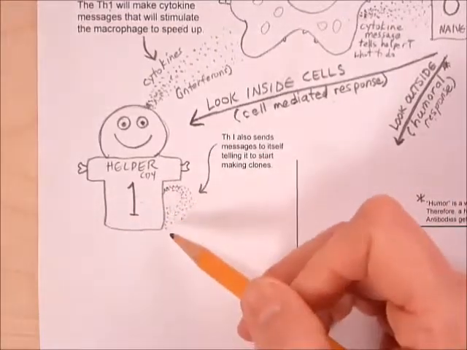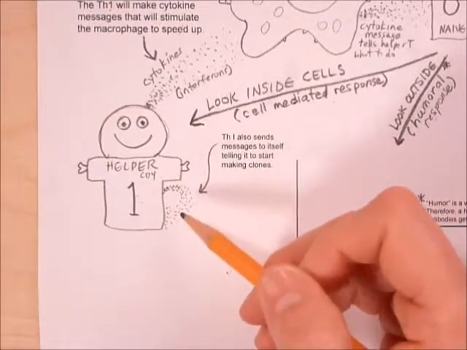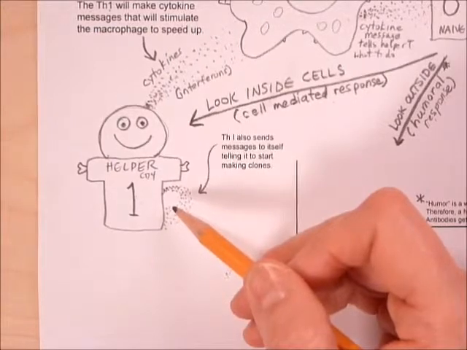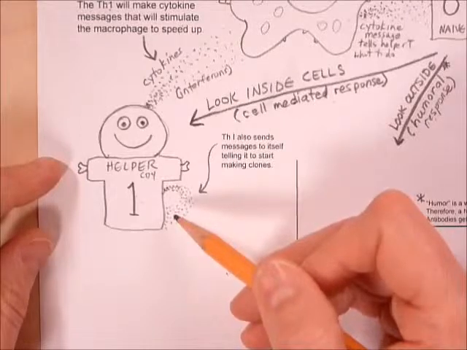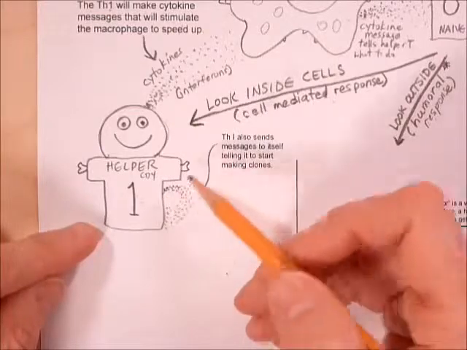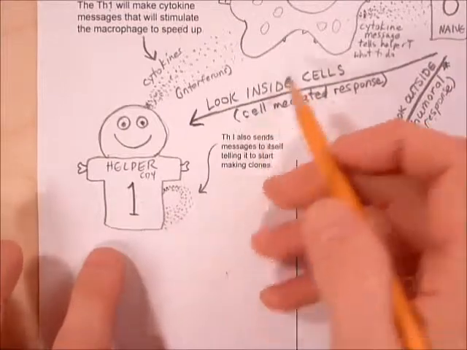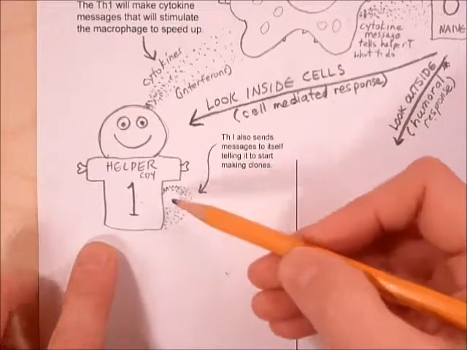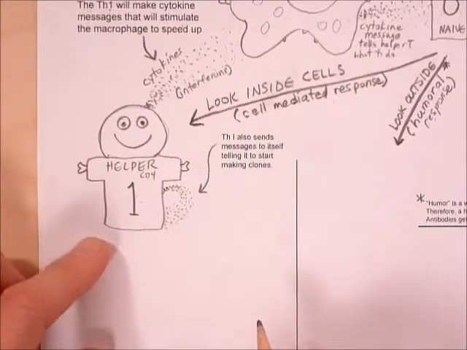The T helper 1 also sends messages to itself telling it to start making clones, it's telling itself to get upset about this pathogen. Okay, it's like having a conversation. Self, should we get upset about this? Yes, self, I think we should. Okay, all right, so it's going to start making copies of itself. Right, it will be clones. It'll go through mitosis and just start making copies and copies and copies. So although we're just seeing one of these, it looks very simple, we're just going to draw one little guy, right? It's really, in actuality, an army of T's that's going to be produced.